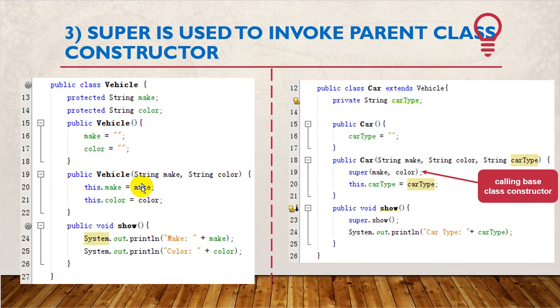So that constructor will be called, and when it completes its execution, it will come back and assign its own data members. Through this, as you can see, we can call the parent class constructor as well through the super. So this is the third usage. So in this lecture we have learned about the super keyword.